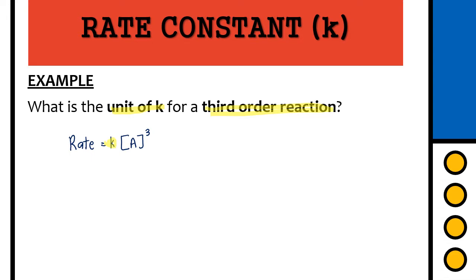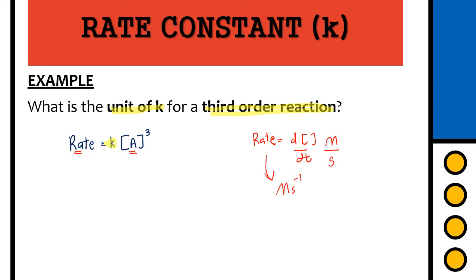To find the unit of K, we need to know the unit of rate and also the concentration. As we learned in the previous video, what is rate? Rate is change in concentration over time. Let's say our concentration is in molar and time is in seconds. So the unit of rate will be molar per second.